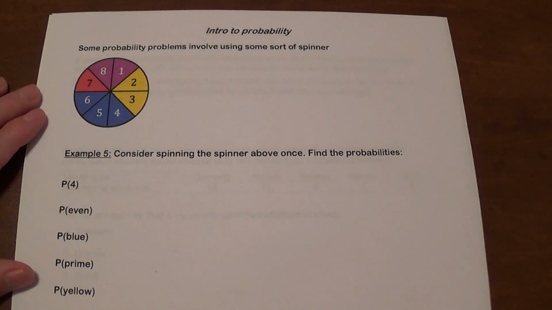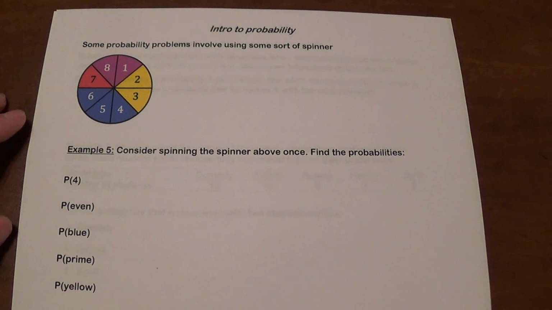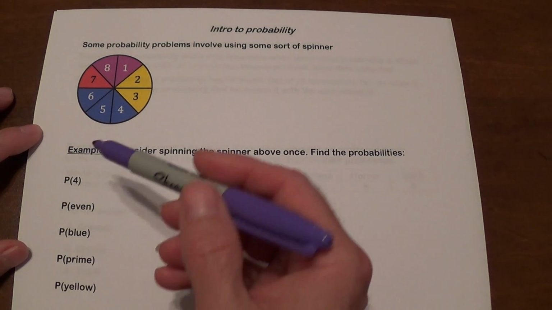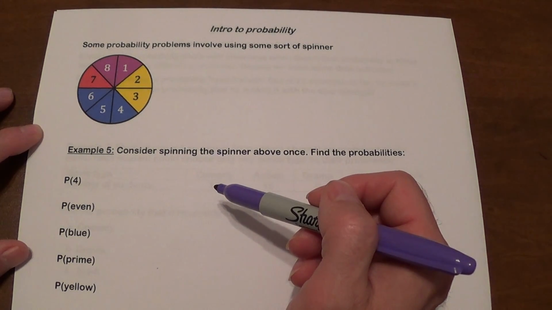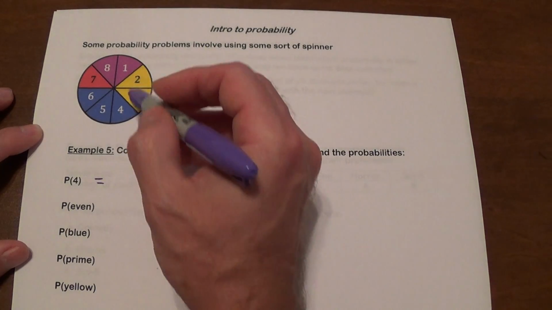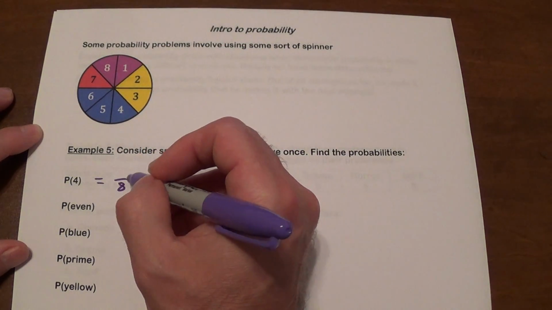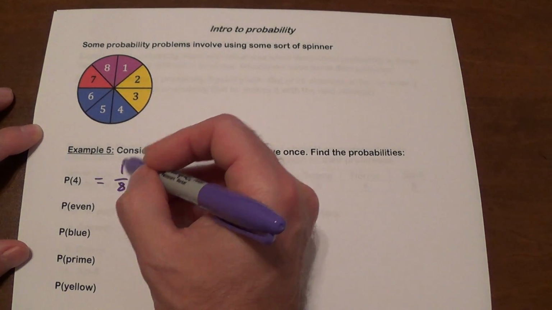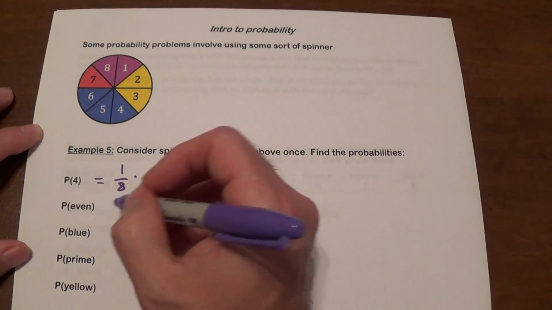Alright, moving on. Sometimes we deal with spinners of different sorts. So you have this spinner, it has numbers 1 through 8, and it has sectors colored differently. What's the probability you're going to get a 4? Well, first of all, there are 8 possibilities here, so everything is going to be over 8. There's only one 4 here, which is right here, 1/8, and that's going to be our answer.